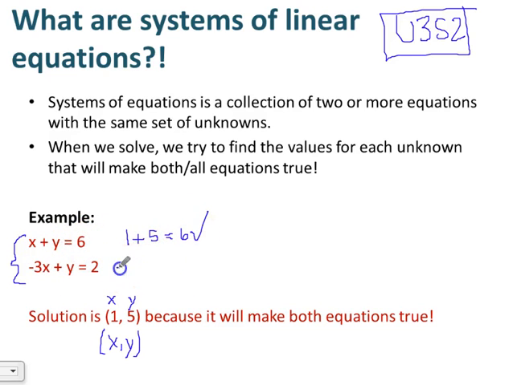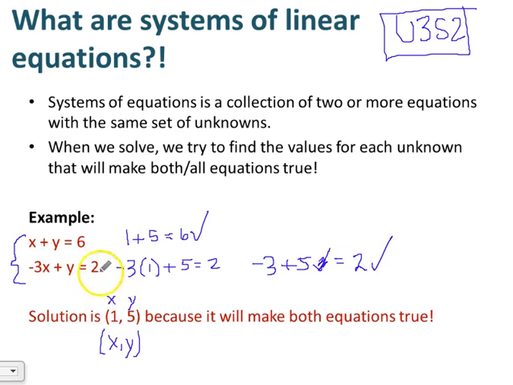What about the second equation? I've got negative 3 times x. X is 1, plus y. Y is just 5, and it should equal 2. When I plug that in, I get negative 3 times 1 plus 5. Whoops, I do the math. We get 2, and that is a true statement.